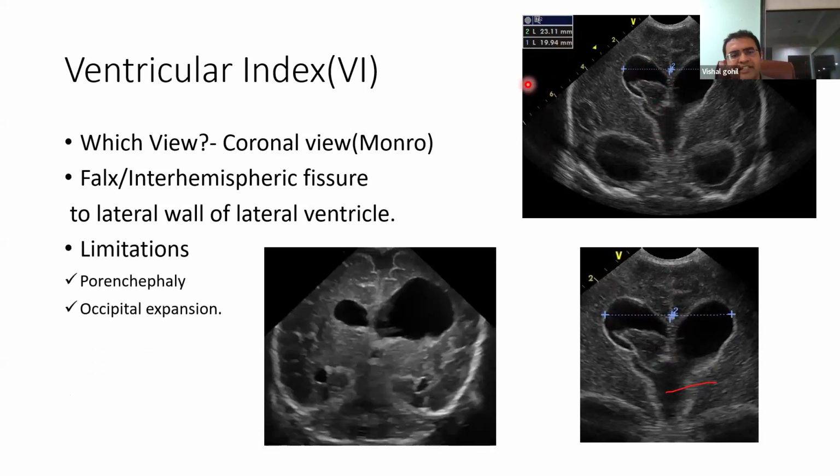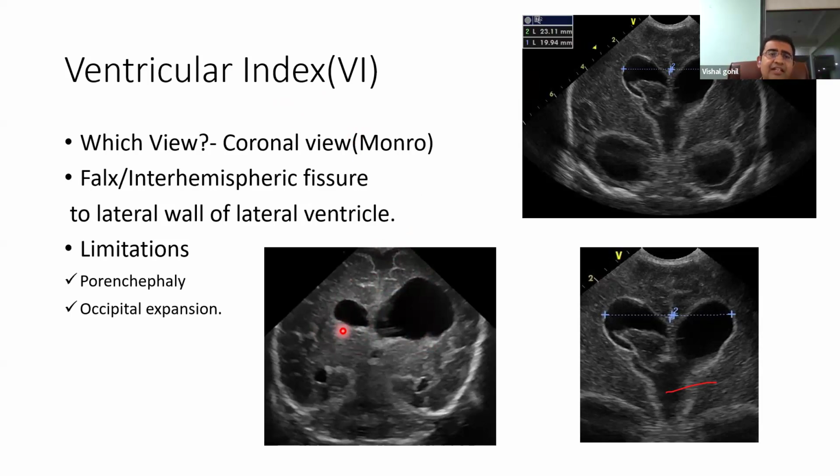So what are the limitations? The first limitation would be if you have a grade 4 IVH, sometimes you encounter porencephaly and it merges with the lateral ventricle. So we do not have any lateral wall over here to measure. So you need to intervene based on the other side of your lateral ventricle. Second important thing, when a fluid collection starts, it always collects in the occipital horn of the lateral ventricle, and then it comes into the picture.